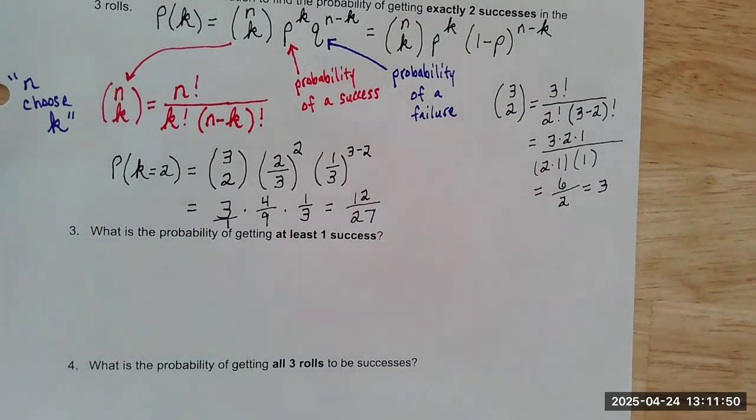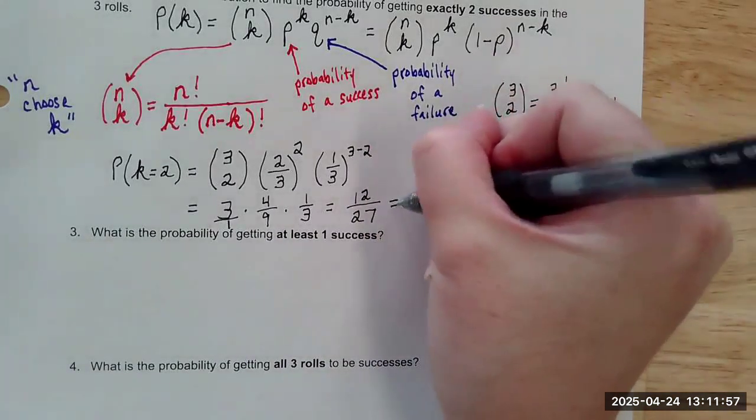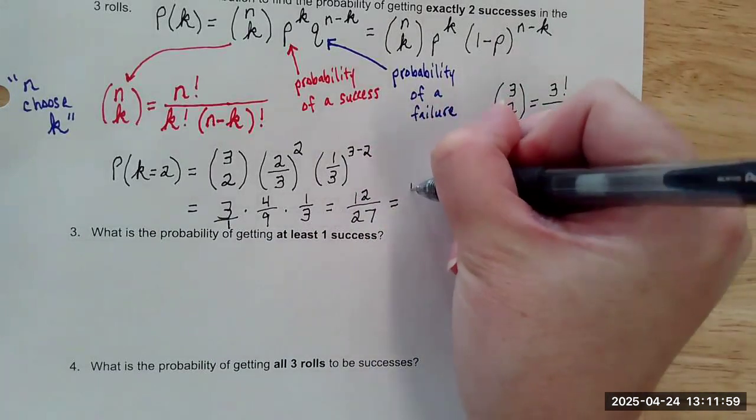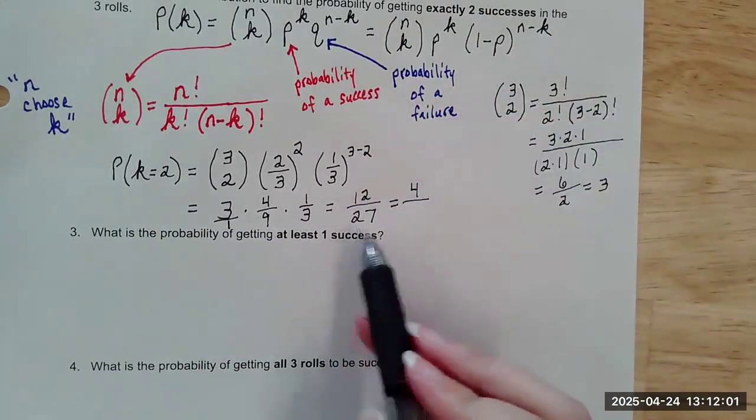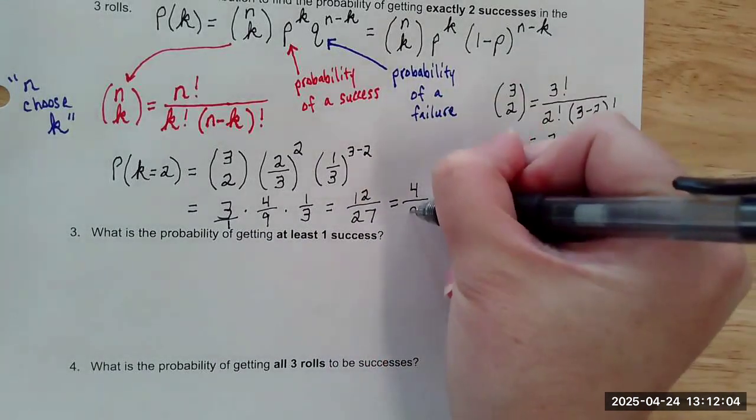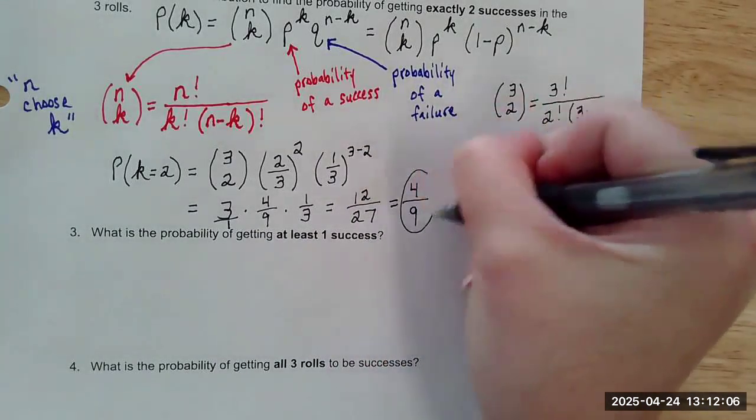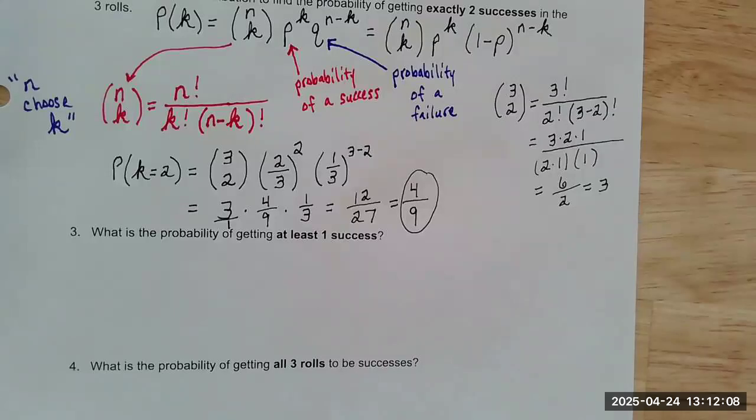So we got 12 over 27. That's totally fine as an answer, but both of them are divisible by 3, so I can actually simplify that. If I say 12 divided by 3, I'm going to get 4. And if I do 27 divided by 3, I'm going to get 9. So in most simplified form, we'd get 4/9. So the probability of us getting exactly 2 S's when I roll all 3 of the dice would be 4/9.